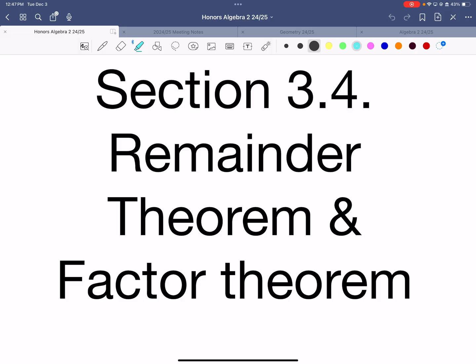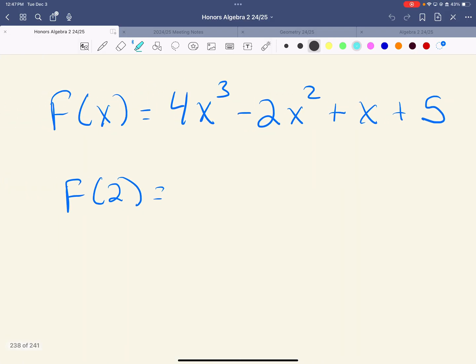Yeah. So the remainder theorem is what we have today. So just a little review. If we have f of x is equal to 4x cubed minus 2x squared plus x plus 5, and I ask you to evaluate f of 2. Okay, I'm asking you, go. I want you to evaluate that function at f of 2.